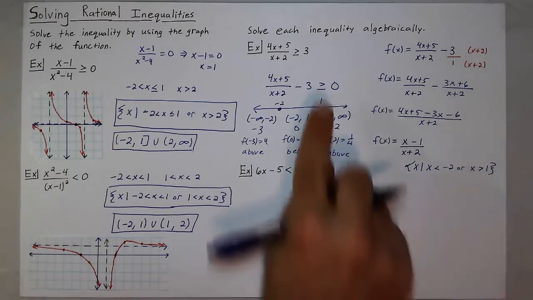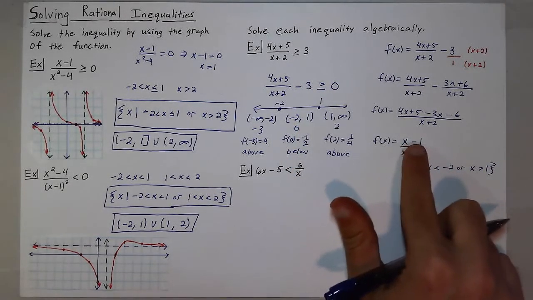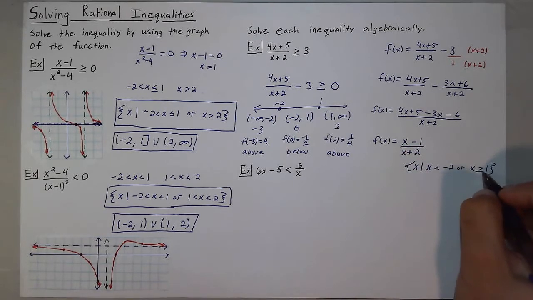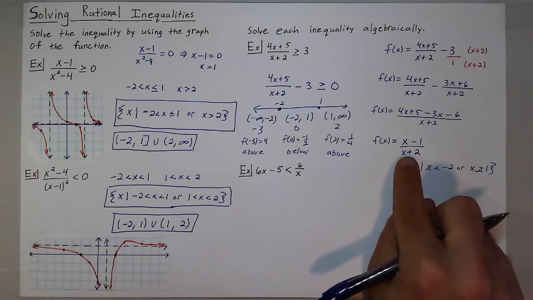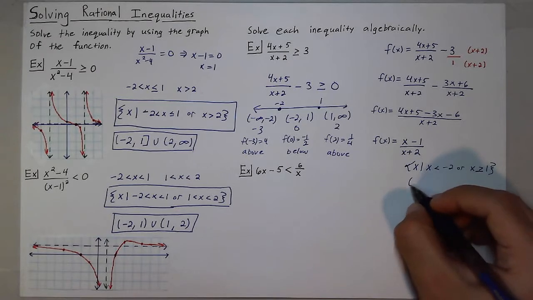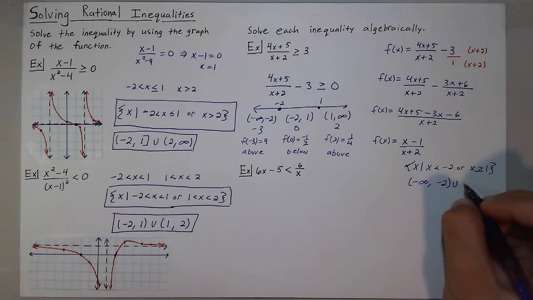Now, it could also equal 0. So it's equal to 0 at x equals 1. So I'll include 1, but it's still undefined at x equals negative 2, so I can't include that. The way you can write this in interval notation would be negative infinity to negative 2, but don't include it, union, bracket to include 1 to infinity.